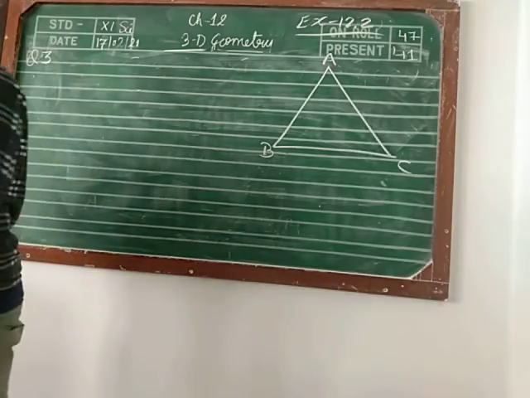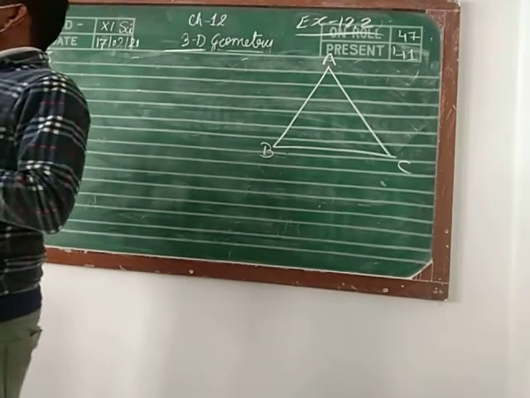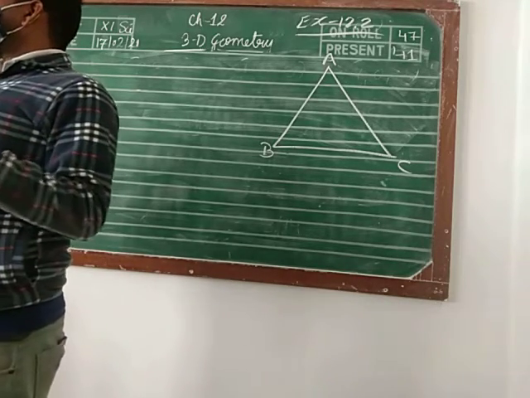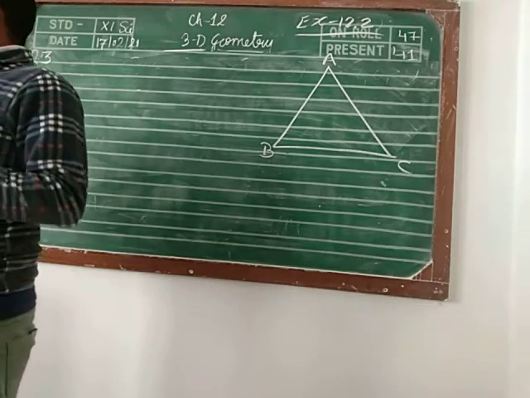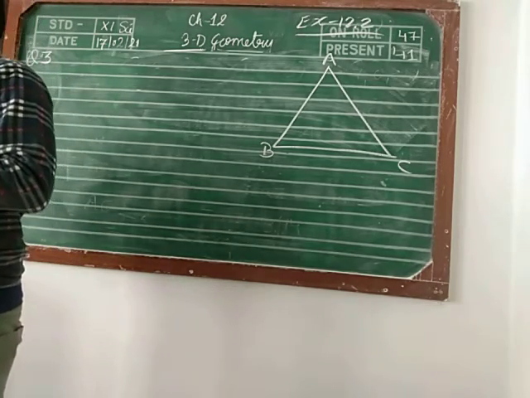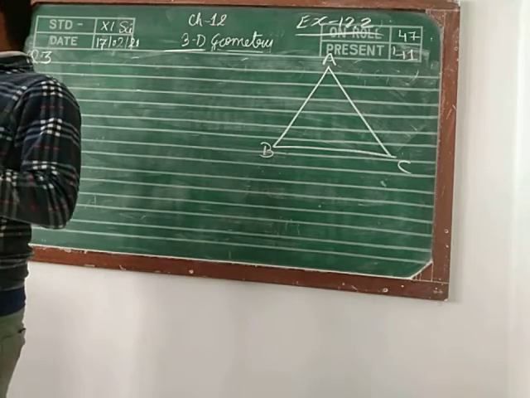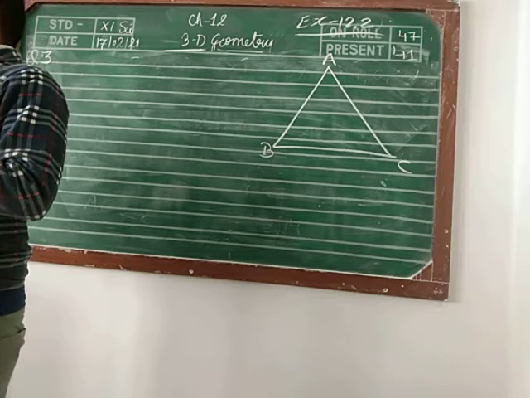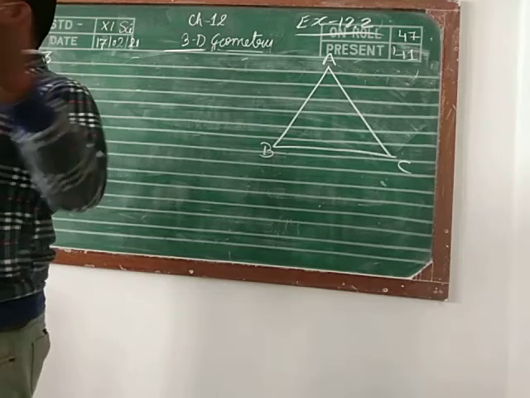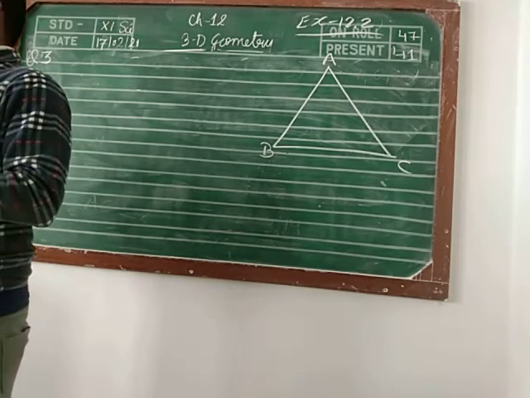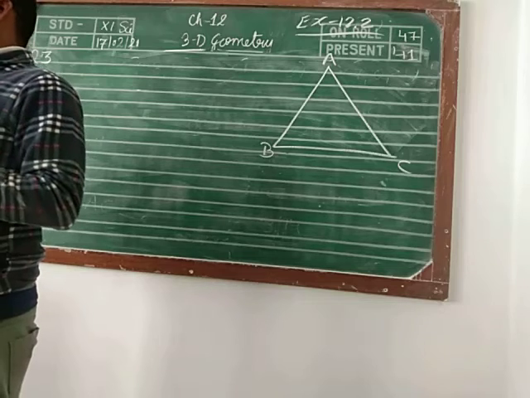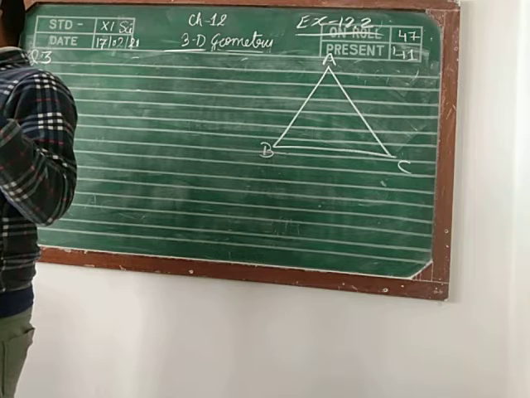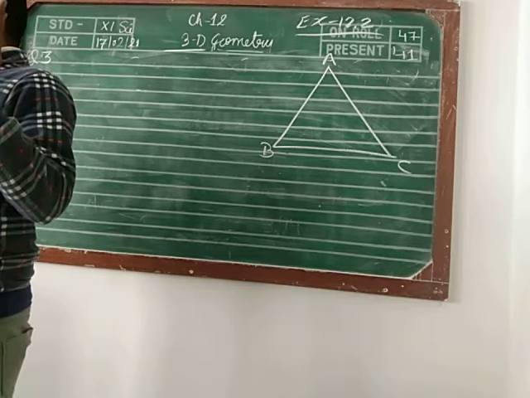Isosceles triangle we know. An isosceles triangle has two sides equal, having equal base angles. An equilateral triangle has all three sides equal. Types of triangle on the basis of side: equilateral triangle, isosceles triangle, and scalene triangle, in which the three sides are not equal. That triangle we call a scalene triangle.